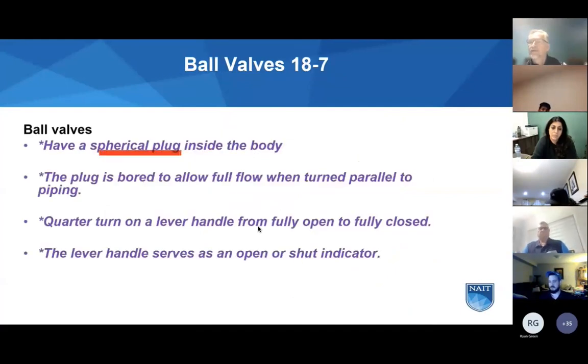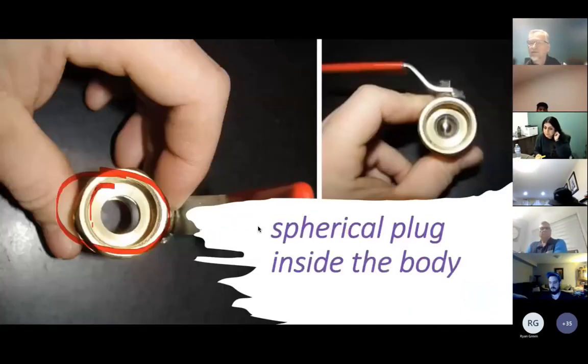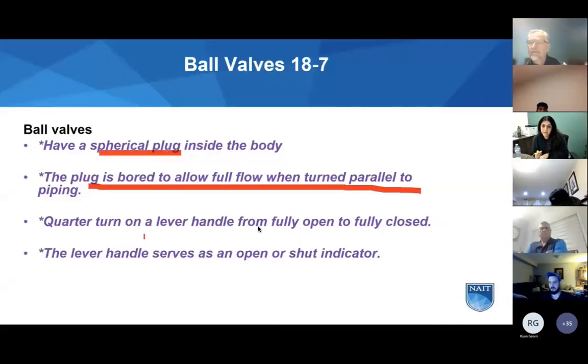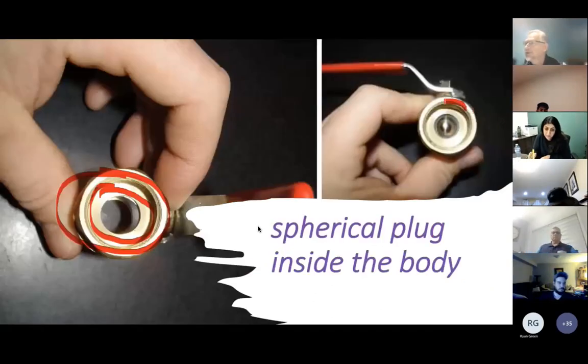Spherical or round plug inside the body. The plug is bored to allow for full flow. When turned parallel, it's wide open. We can see that here. Quarter turn from fully open to fully closed, and the lever handle serves as open or shut. So this one here shows the valve is closed and the handle is perpendicular to the pipe.